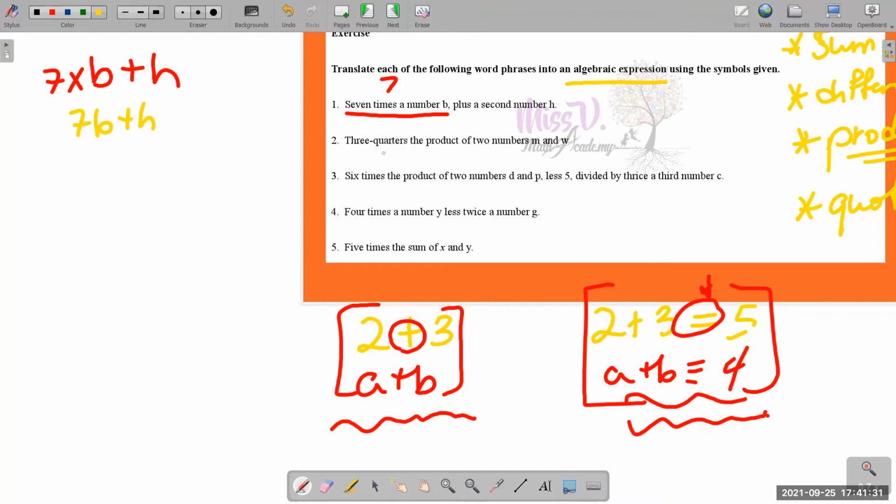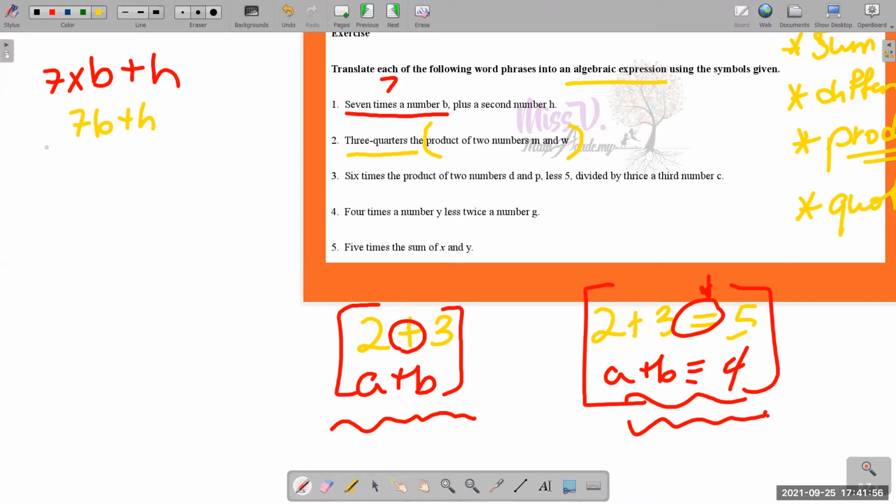Let's look at the next one now. 3/4 the product of two numbers, M and W. You have to break this down. It says 3/4 of the product. Before you find 3/4, you must find what first? You must find the product of two numbers. What is the product again? How do we find the product? What does the product mean?